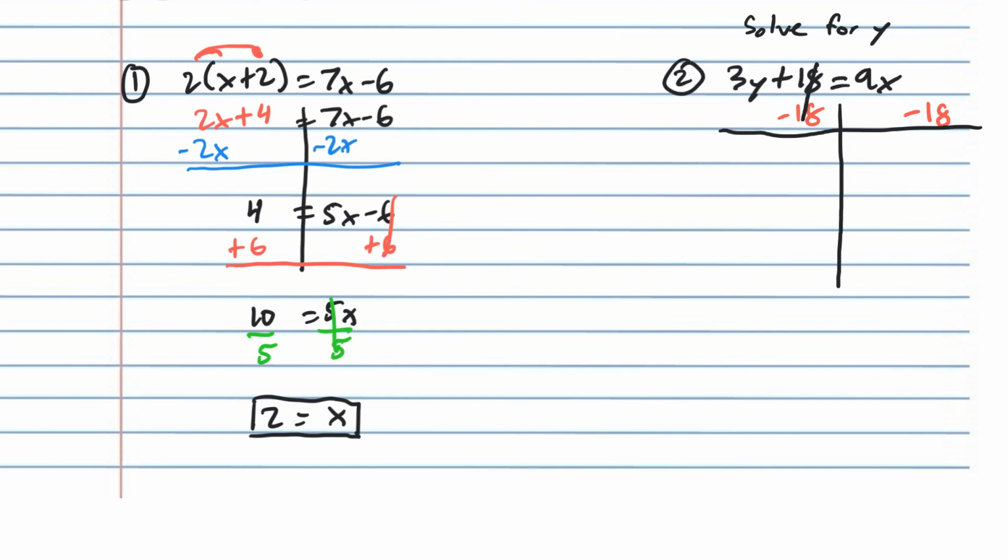So these go away. Leftovers, 3y, 9x minus 18. And last step, to get rid of that 3, divide, divide, divide. So y is by itself, and this one's actually pretty nice. They actually made them both work out. 9 divided by 3 gives you 3x, and negative 18 divided by 3 gives you negative 6. And there's our second answer.